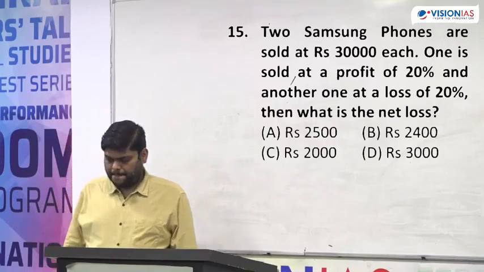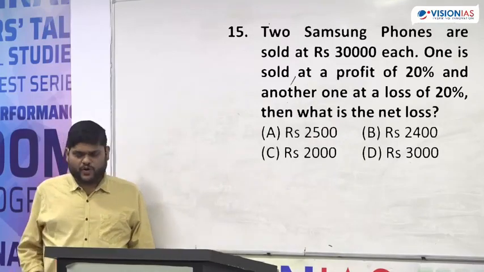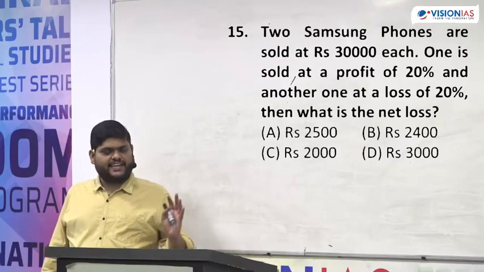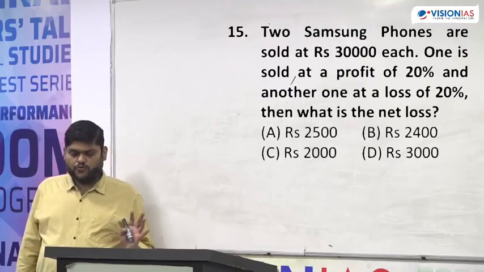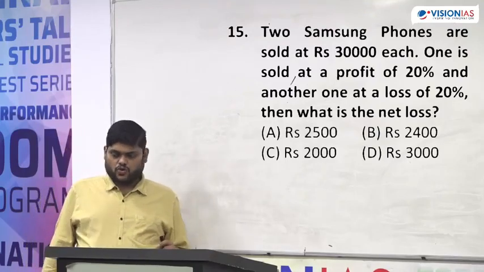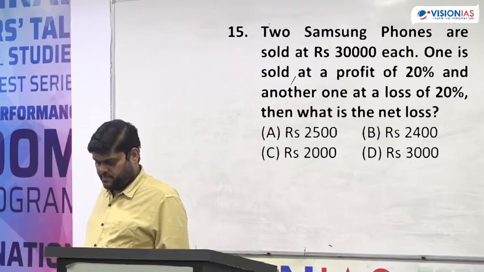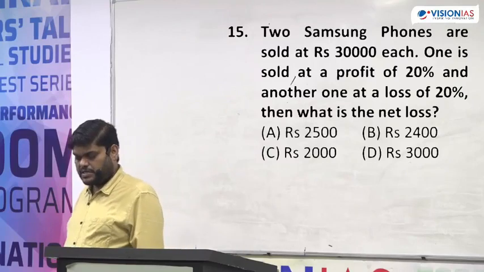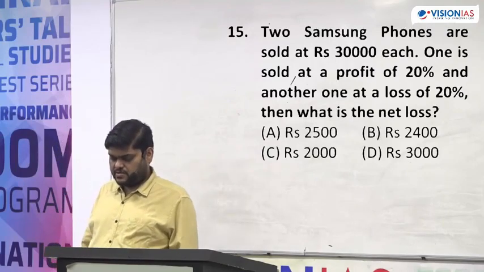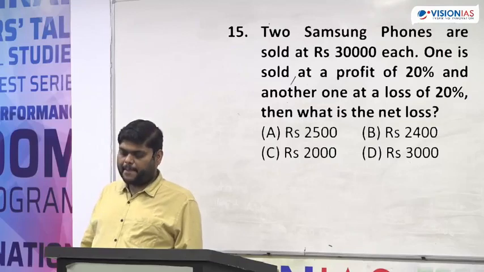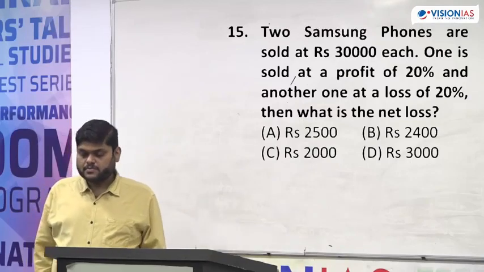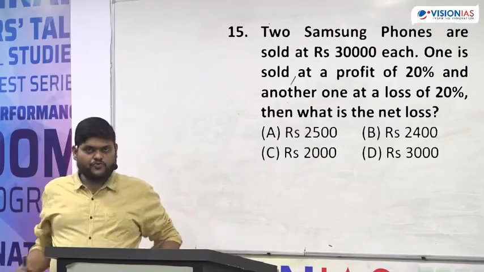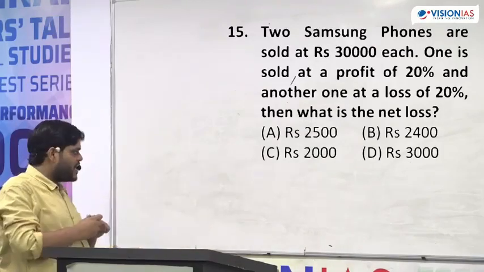Okay. Simple, 20% profit, 20% loss. That means overall 4% loss will be there, x square upon 100. So 4% loss is there. So what is the question? Two Samsung phones are sold at rupees 30,000. One is sold at this, another is. Okay, now we have to find out the cost price here. We have to find out the cost price here, then only we can find out the answer.